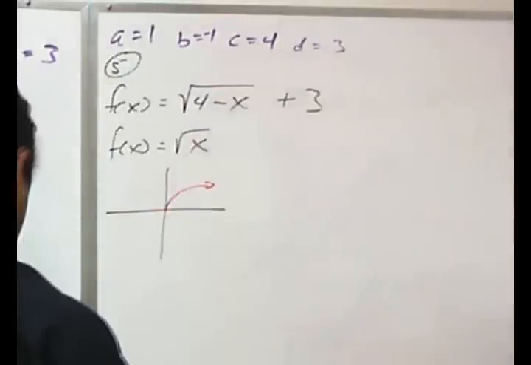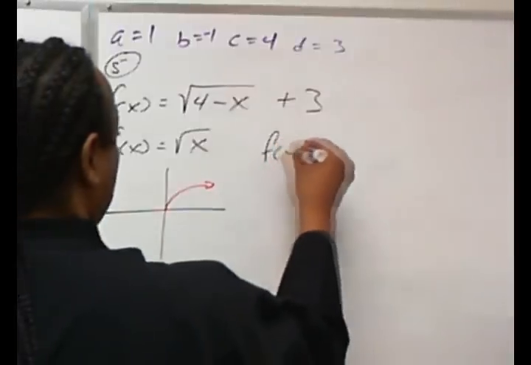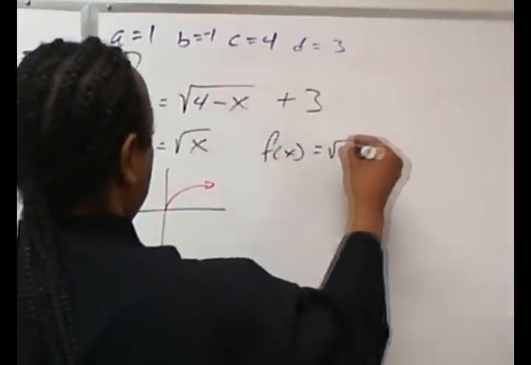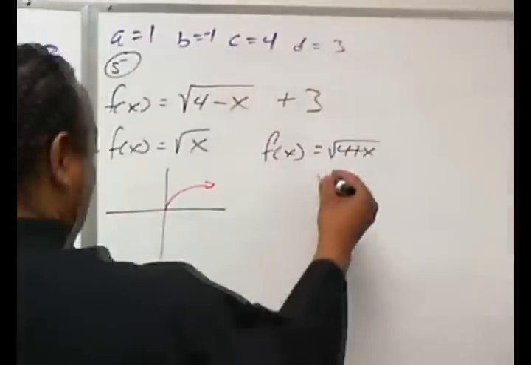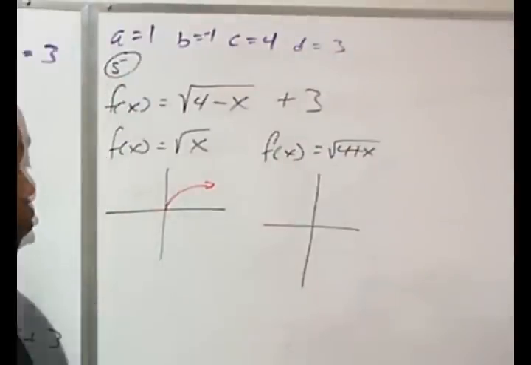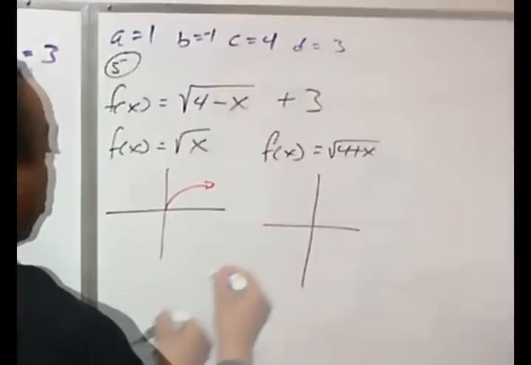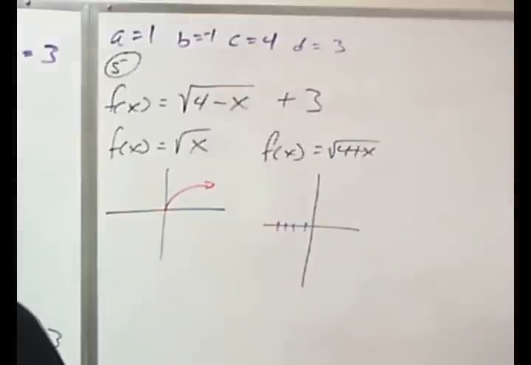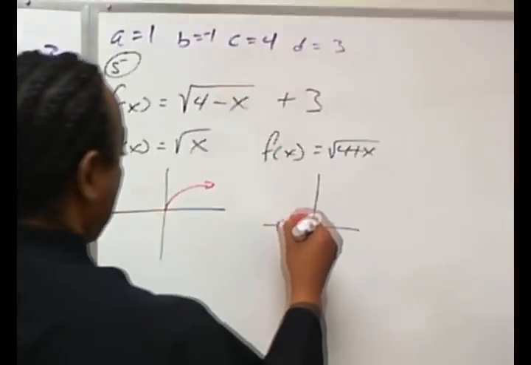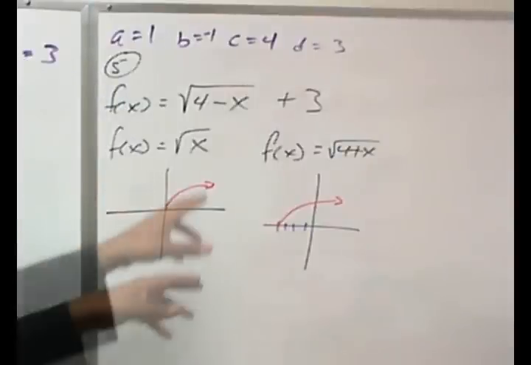This is a positive x. So when you put a positive 4 next to a positive x, you will get positive 4 with a positive x. And the positive 4 will move the graph 4 times to the left. So 1, 2, 3, 4. And there's the graph. The next parameter will be the b parameter.